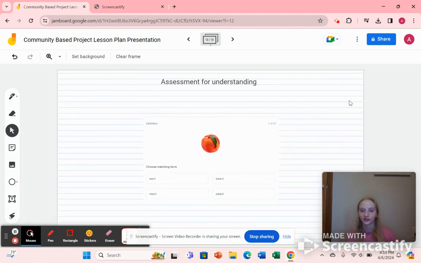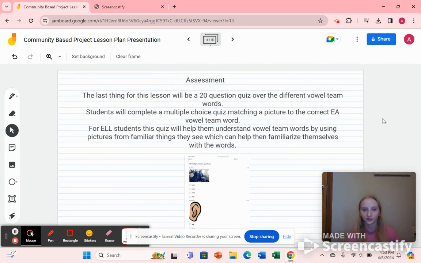Now we're going on to the assessment for understanding, how I will assess that my students know what the lesson is about. For this assessment, I will have students do a 20-question quiz over the different vowel team words. It's a multiple choice quiz, and it's also matching a picture that they know to the correct EA vowel team word.